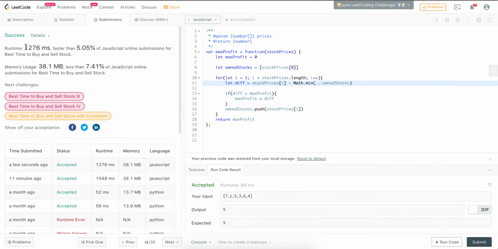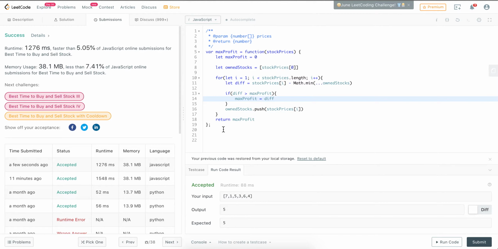Right, not very fast, uses a lot of space. So I think this one actually explains it pretty clearly as to what you're doing, right? You start off with one stock, and then you're taking the minimum from there, and then you're pushing in, constantly getting the minimum, and then you're subtracting from that day, and that's the biggest difference. If it's greater than the max profit, then you set it equal to.